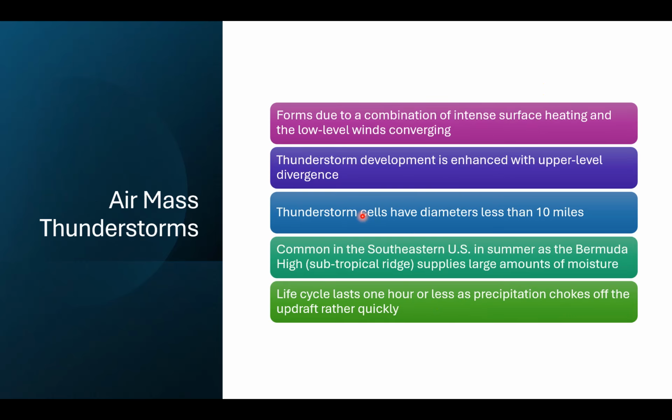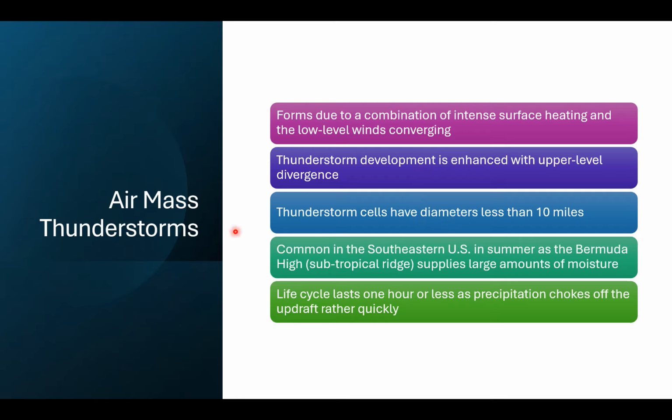With air mass thunderstorms, they're just generally going to form from a combination of intense surface heating. That sun is really strong in the summertime. You get low-level winds converging as the air rises. Those low-level converging winds kind of come in and fill that void of the rising air as it goes up. Thunderstorm development is enhanced when you get upper-level divergence above the developing thunderstorm. And thunderstorm cells, generally with air mass thunderstorms, are fairly small. Their diameters are less than 10 miles.